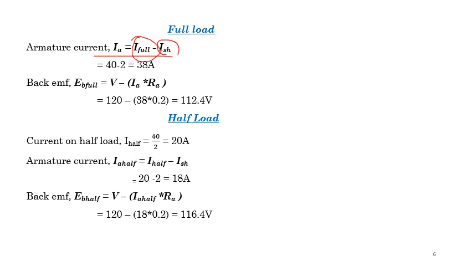Also, armature current will change according to the load, so Ia for the full load will be equal to I full minus ISH. So this is how you are going to find out the armature current. This is nothing but Ia is equal to I minus ISH.